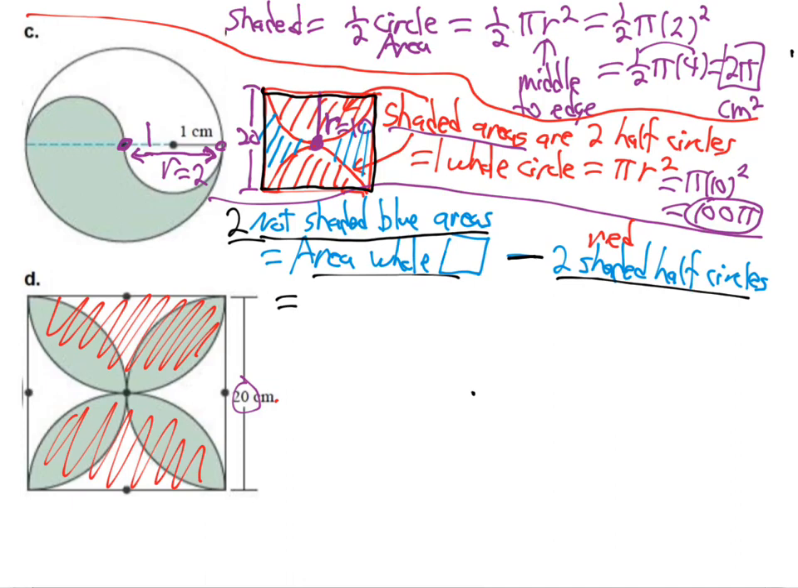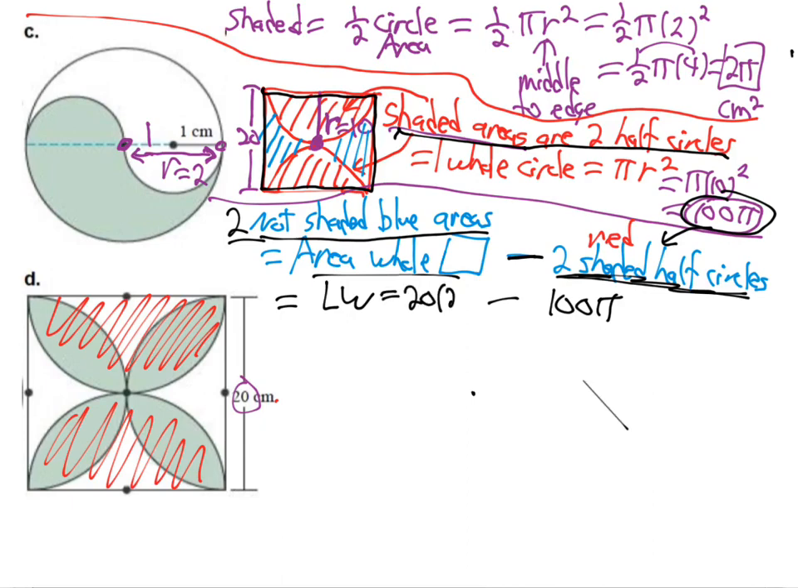So what's that? Well, the area of the square is length times width, minus, and we've already got this over here. This is 100 pi, right? We just found it right here. The two shaded half circles came out 100 pi. This is length times width, which is what? 20 times 20, right? Because the whole square is 20 by 20.